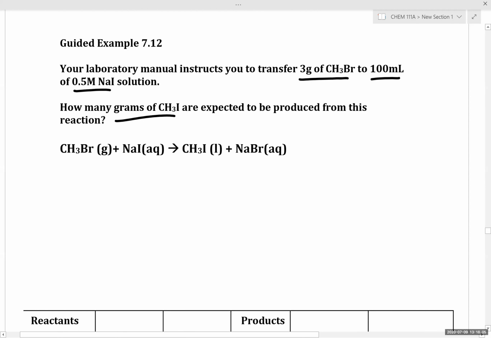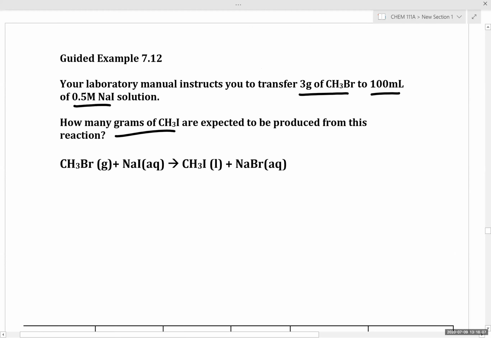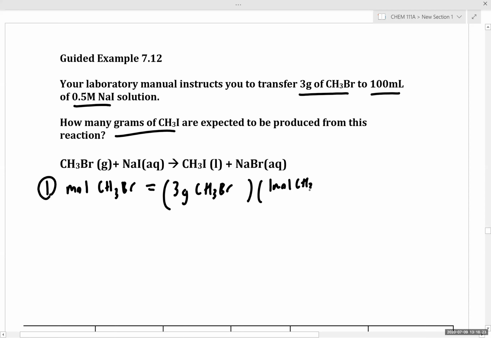So just like before, the first thing we're going to do is figure out the moles of each of our reactants. So the moles of methyl bromide. We have 3 grams of methyl bromide, and we know that in 1 mole of methyl bromide, we have how many grams? What is the molar mass of methyl bromide?